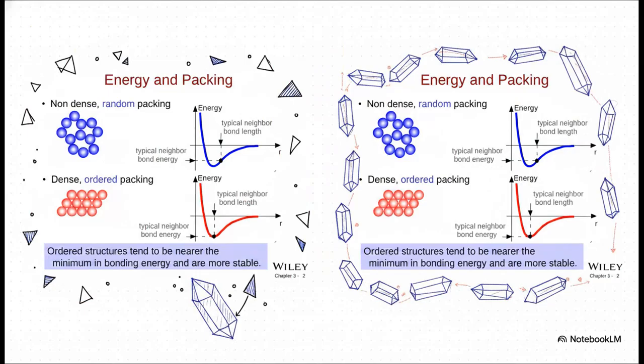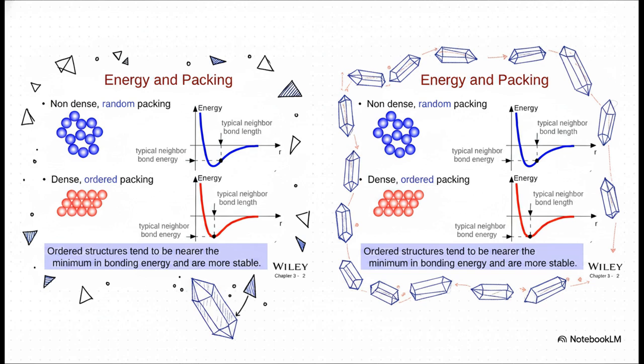And this right here brilliantly illustrates exactly why metals prefer to be crystalline in the first place. Take a look at these two graphs comparing non-dense random packing to dense ordered packing. The top blue curve shows random packing, while the red curve below it represents ordered packing. Notice where the lowest point, that little dip, is on each graph. That dip represents the absolute minimum in bonding energy.